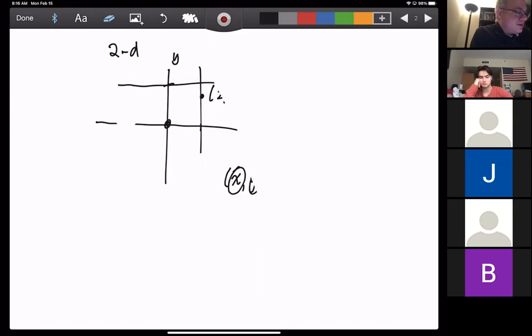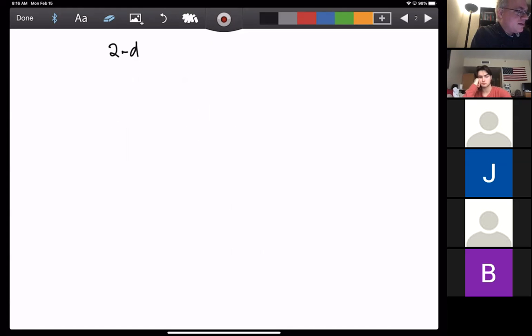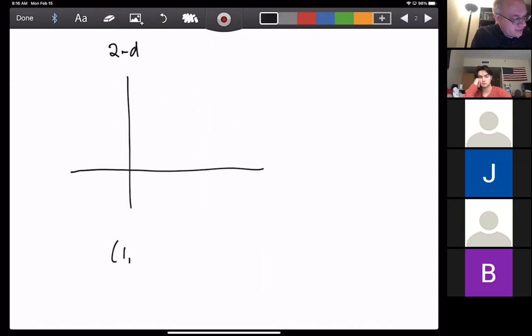So you can think of what you're doing as, if I give you, let's say 1, 3, that means go 1 unit out along the X-axis and then 3 units in the positive direction along the Y direction, and that gets you to your point. Okay, and in 3D, the idea is exactly the same. I can't draw this easily on a 2-dimensional picture.